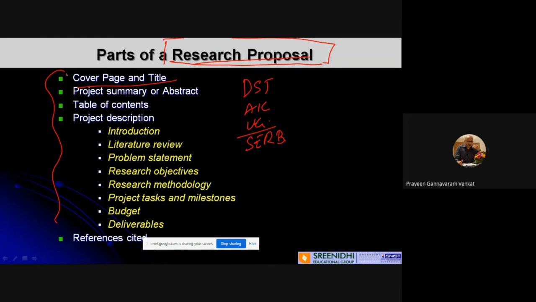That research proposal should have a cover page and title, project summary, abstract, table of contents, and project description. In the project description, again, the same things: introduction, review of literature, problem statement, all these things should be given in the research proposal. And then you have to give the references cited.